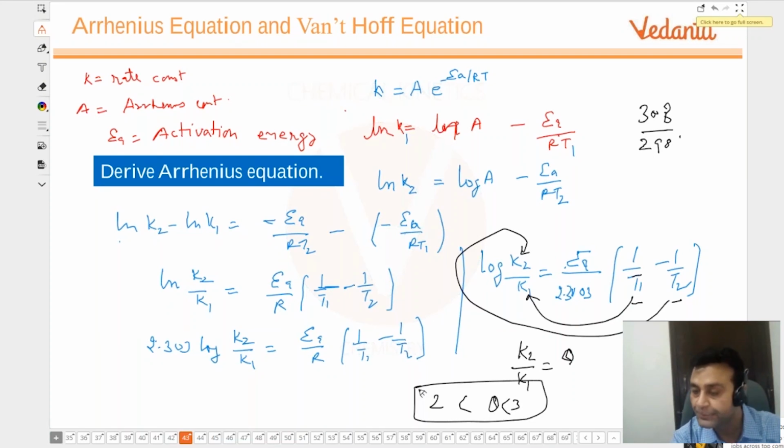Are you getting me? So this is a mathematical proof of the fact that for every 10-degree rise in temperature, rate becomes double to triple. In some cases, exactly double. In some cases, more than 2. In some cases, it can go up to 3.